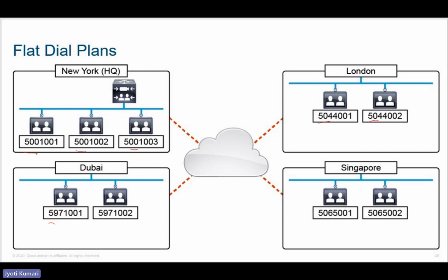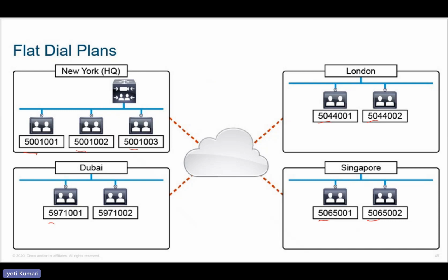these numbers are kind of similar. So these can have issues at the time of routing and at the time of searching for the destinations, where we use search rules and so on. So it's better to use different structures. That is the more efficient and structured dial plan, as opposed to a flat dial plan.